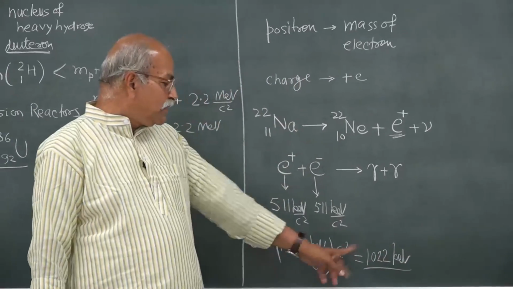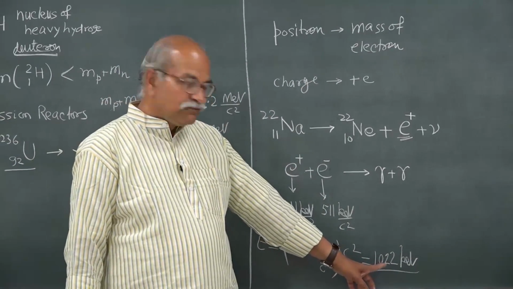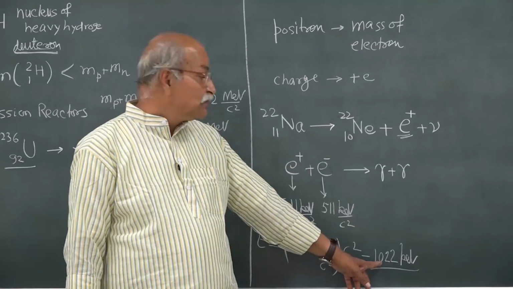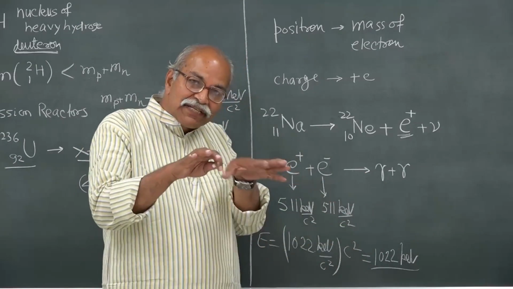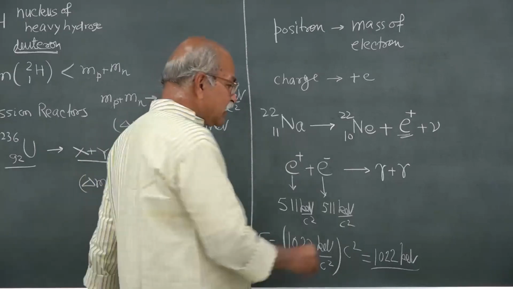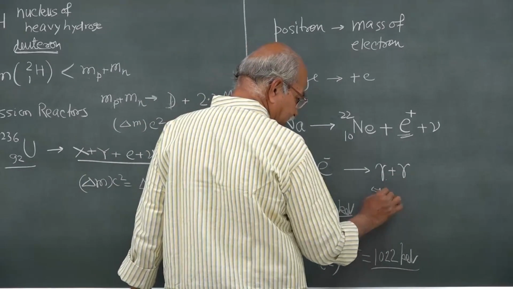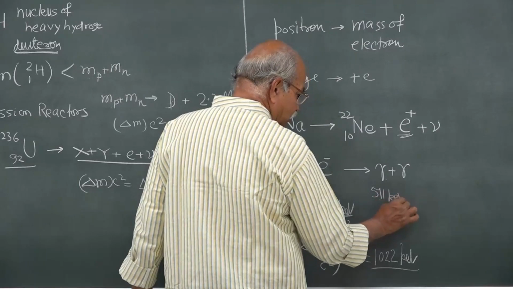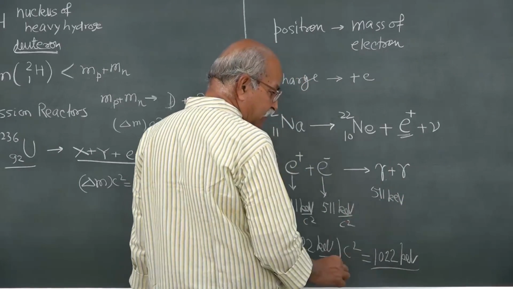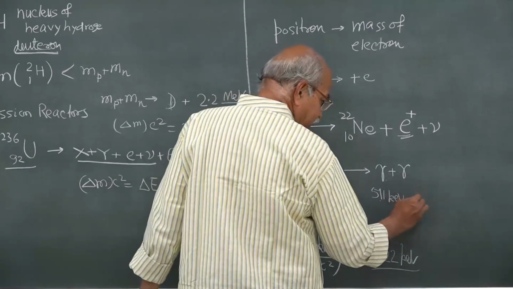But you do not have 1 gamma with this energy, you have 2 gammas, 511, 511. So, this is 511. Now, this is energy, this I am writing as energy. I do not write the mass of a gamma particle, it is massless. This is 511 keV.